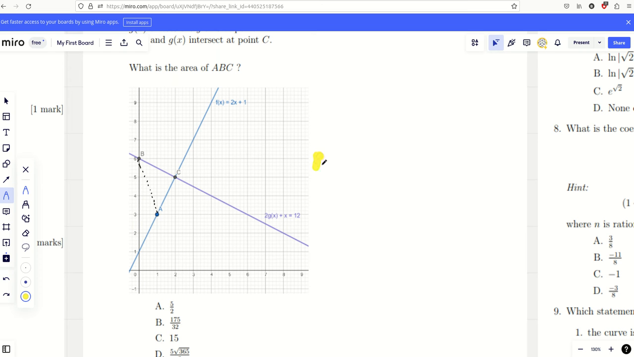So, okay, the area equals, okay, the big triangle has base 5, perpendicular height 2. So it's a half times 5 times 2. Minus, now the little triangle has base 5, perpendicular height 1.